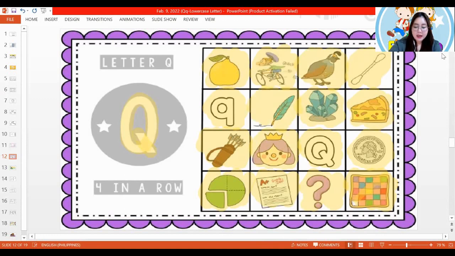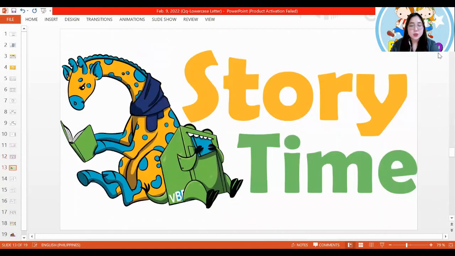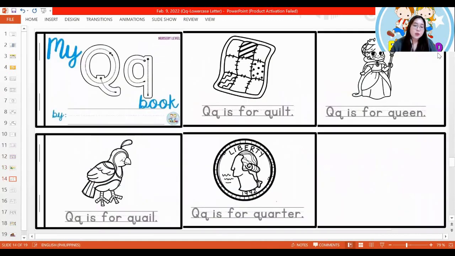So are you done covering your pictures? Very good. So you deserve a break and you can have your snack while you watch the story time. Did you like the story for today? That's nice. So let's continue with our book. Let's start with our letter Q book. So before you start, let's read it together.